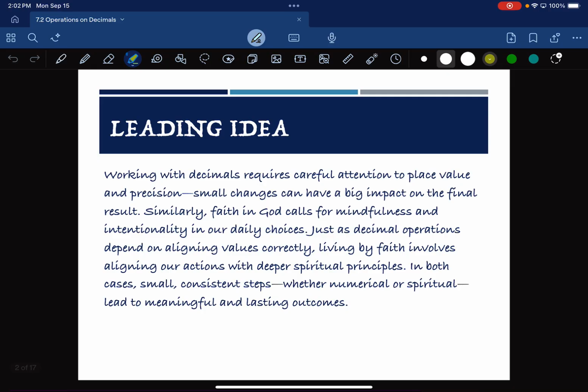So our leading idea is the following. Working with decimals requires careful attention to place value and precision. Small changes can have a big impact on the final result. Similarly, faith in God calls for mindfulness and intentionality in our daily choices. Just as decimal operations depend on aligning values correctly, living by faith involves aligning our actions with deeper spiritual principles. In both cases, small, consistent steps, whether numerical or spiritual, lead to meaningful and lasting outcomes.